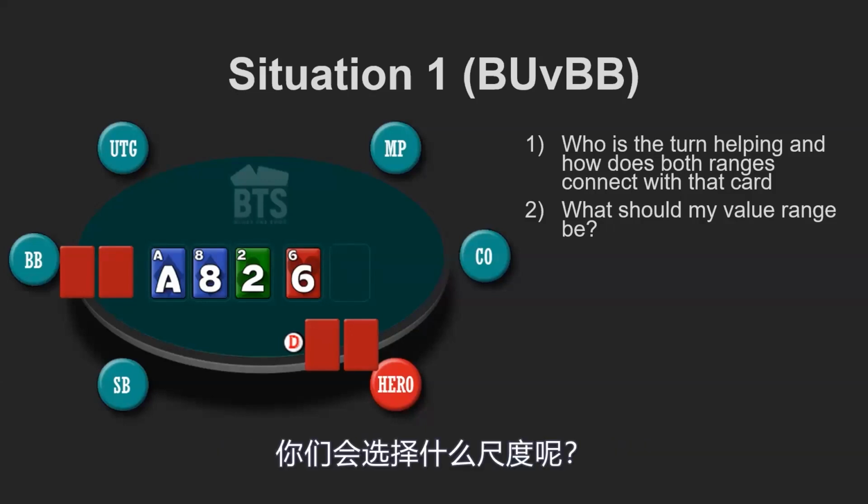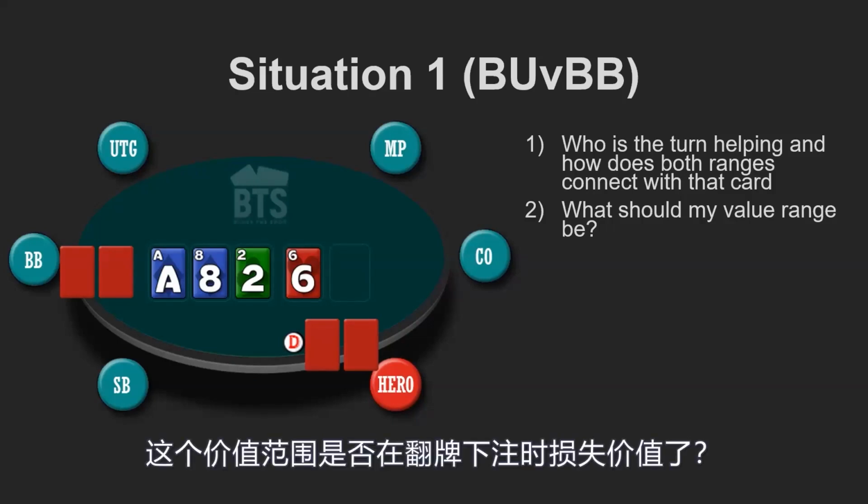And what sizing would you guys use here? Okay, so I see a lot of you guys are using the overbet. I see a couple 75%. Guys, what happens here is that my first question is this. When you are betting 1/3 pot on ace, eight, deuce flush draw, and we talk about your value range, did your value range lose value on the flop with the sizing that we choose?